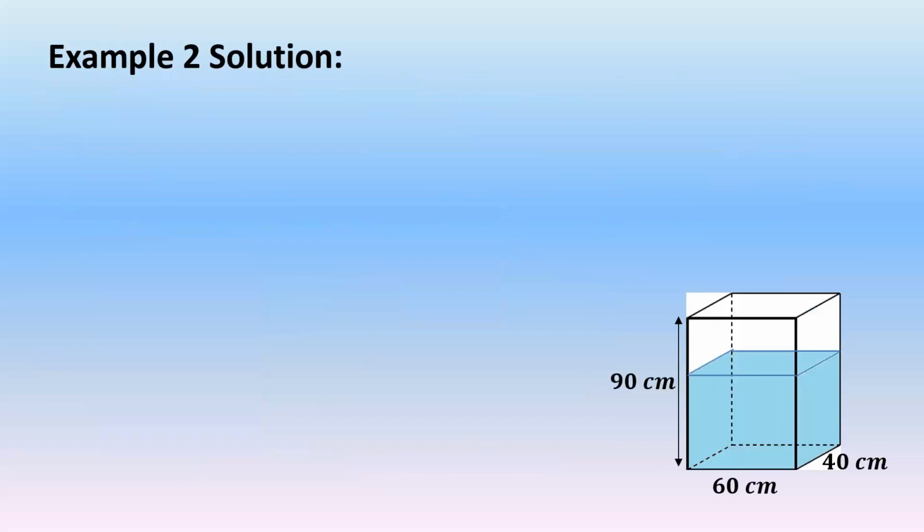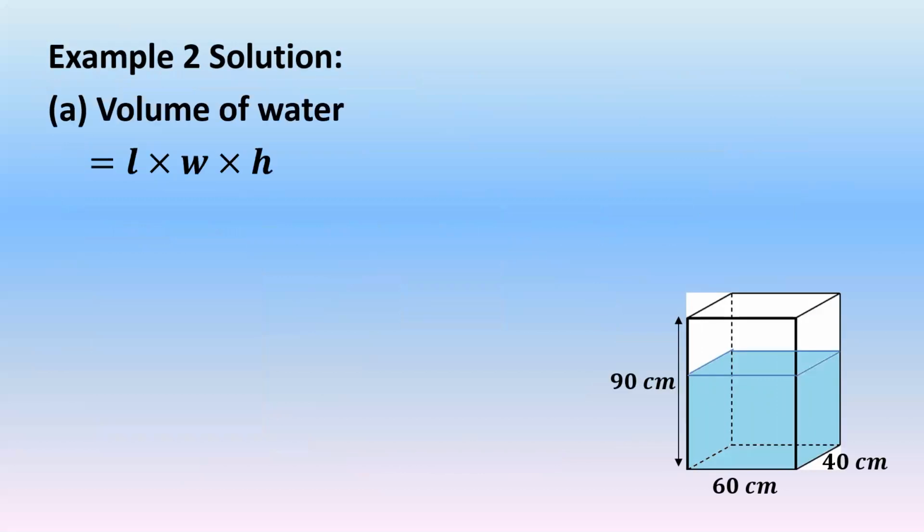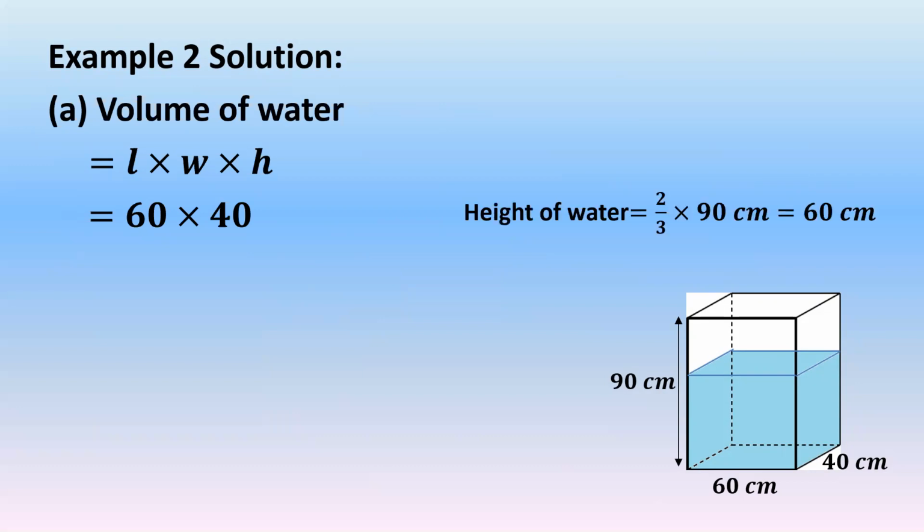Part A. Volume of water is equal to length multiplied by width multiplied by height. Substituting the values, we get 60 multiplied by 40. Note that the tank is 2/3 full. Therefore, the height of water is equal to 2/3 multiplied by 90 centimeters, which gives us 60 centimeters. Now, we substitute the value of h by 60.